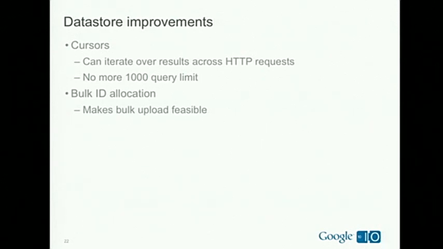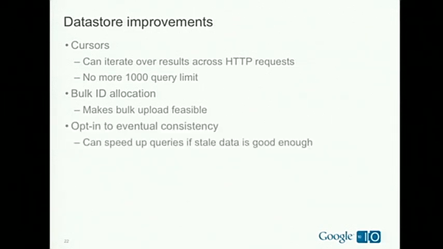We added bulk ID allocation, which makes it feasible to upload large interdependent sets of data, and our bulk import tools take advantage of that. We also allow you to choose eventual consistency over strong consistency for your queries. So if you can tolerate stale data, this allows you to have faster and more reliable queries.